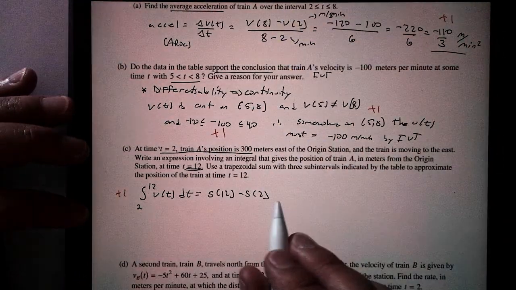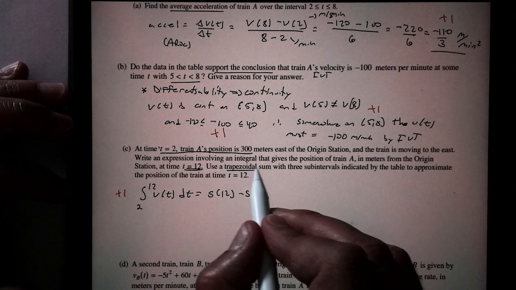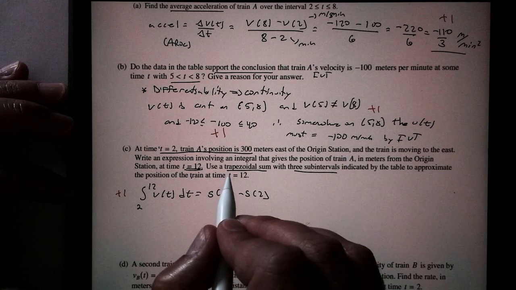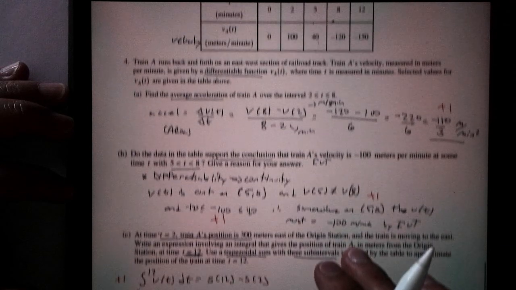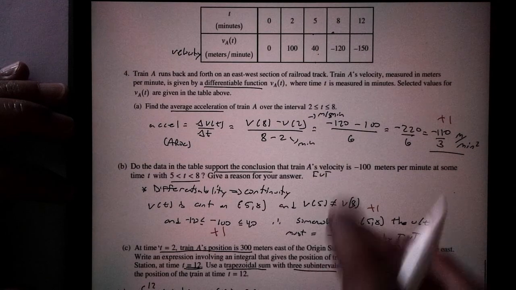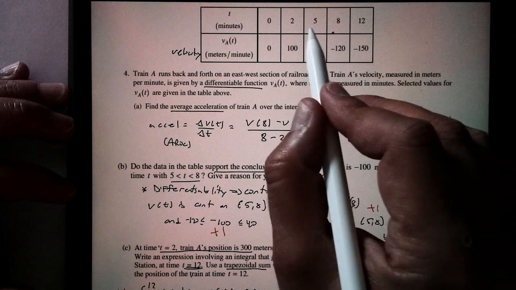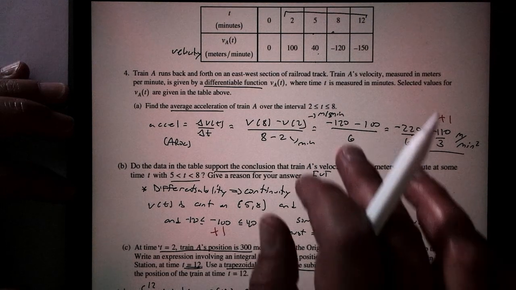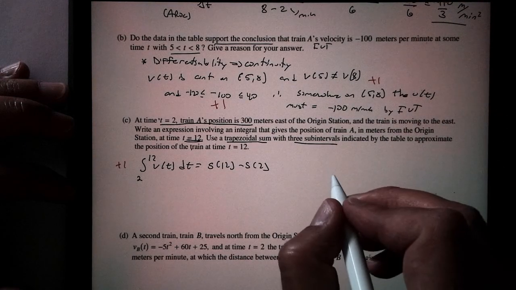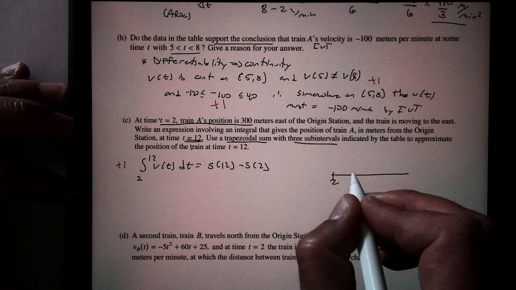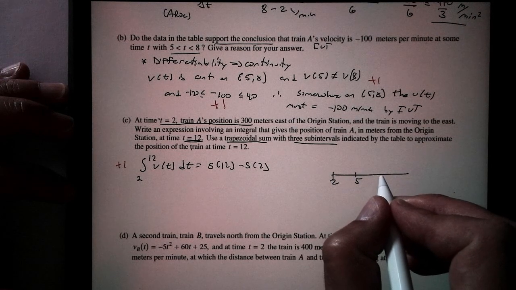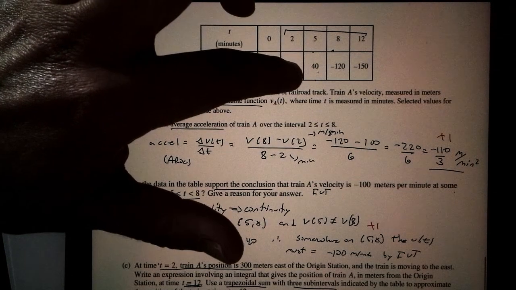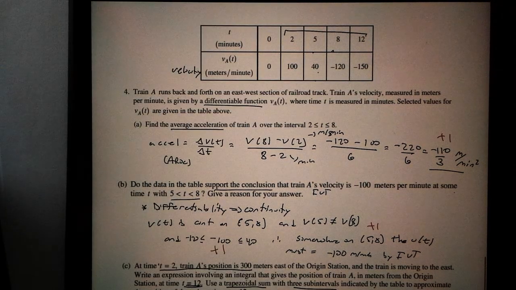Next, they say, use a trapezoidal sum of 3 subintervals to approximate the position at t equals 12. So now I'm going to go up here and use my trapezoid. From 2 to 12, there's going to be 1, 2, 3. So I'm only looking at the region from 2 to 12 right here. So I'm going to set that up. I am going to go from 2 to 12. That was 2, 5, 8, and 12. And my values are going to be 100, 40, negative 120, negative 150.